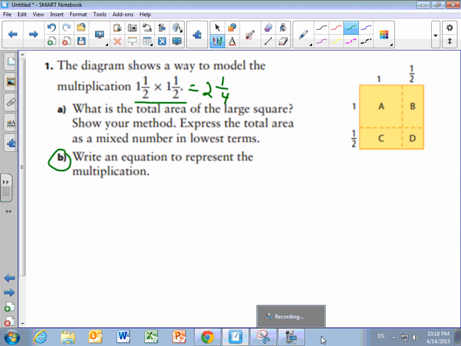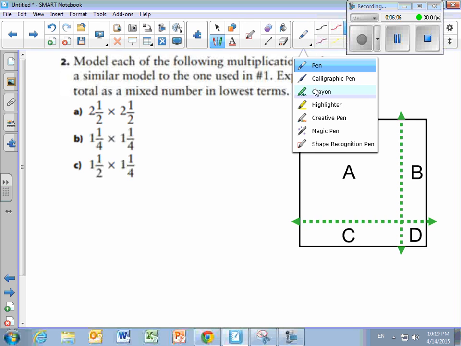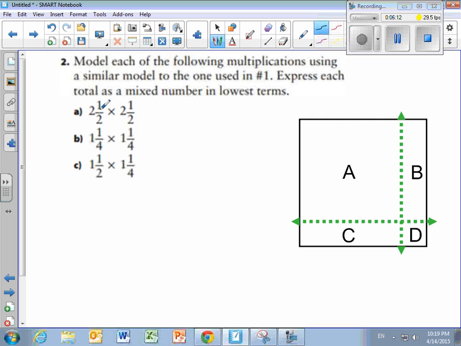So they want you to try the same method for question number 2. Model each of the following multiplications using the same model as number 1. Express each total as a mixed number in lowest terms. So you're going to be setting up models that look just like this one over here. So 2 and 1/2 times 2 and 1/2. So you always put the whole number around square A. 2 and 1/2 multiplied by 2 and 1/2.